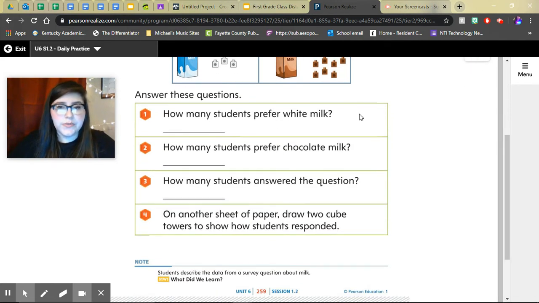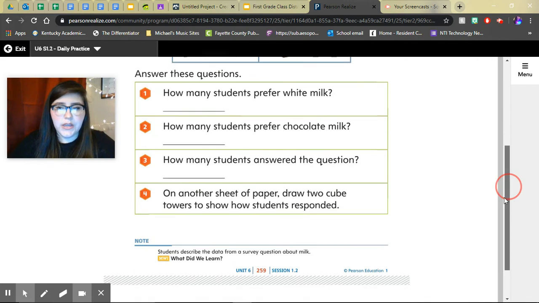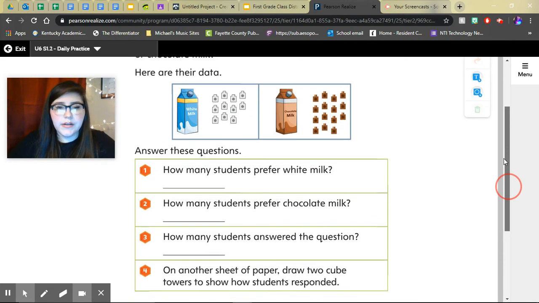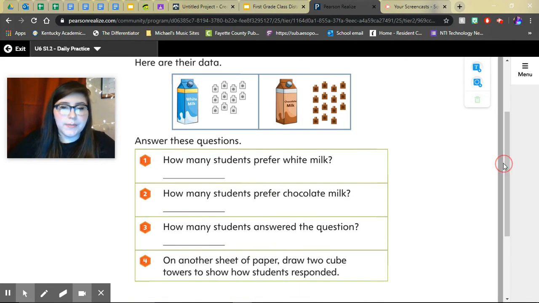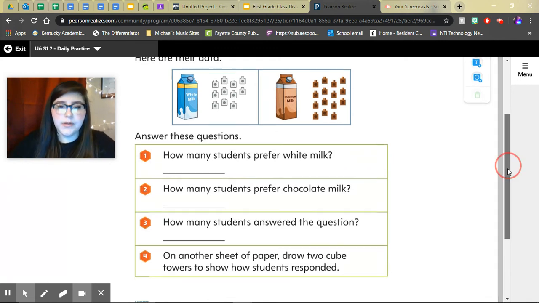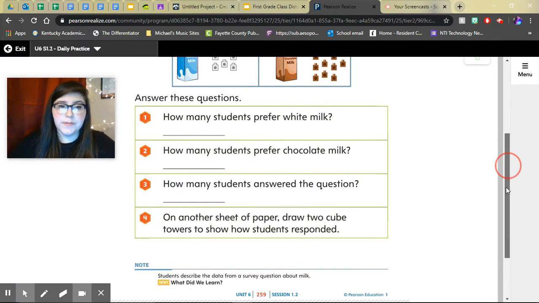How many students prefer white milk? How many students prefer chocolate milk? How many students answered the question? So think. I know how many wanted white milk and I know how many wanted chocolate milk. How can I show that I know total how many students answered the question?